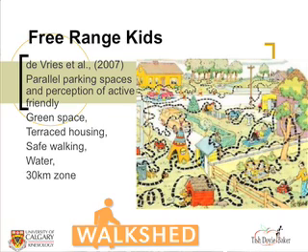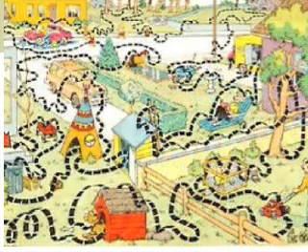So, free-range kids, that's what we want. We want our kids to range freely in our neighborhood. And of course, someone else published our results. I love it when people publish my results. I just wish they would put my name on it. So what did they find? They found that parallel parking spaces create a perception of an active, friendly neighborhood. They found that green spaces, terraced housing, safe walking, and water are important, really important for kids apparently. They like water, all right? And a 30-kilometer zone. So if you think of Billy from Family Circus in the paper, this is what you want your kid to be doing, all right?